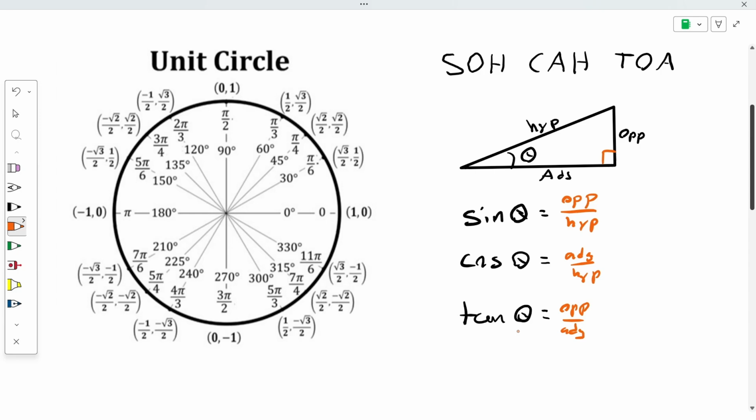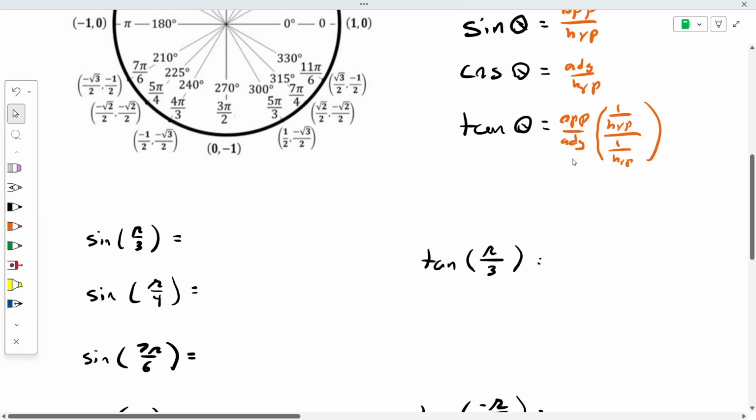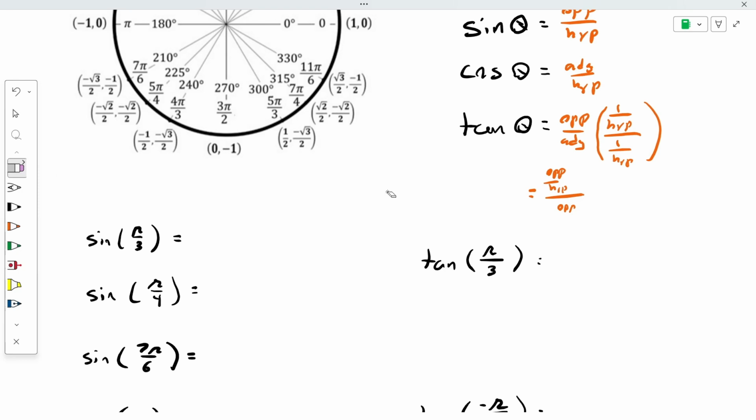We can also express tangent in terms of sine and cosine. And so what we can do is we can actually just multiply by 1, but the 1 that we're going to multiply is 1 over hypotenuse over 1 over hypotenuse. Okay? And so what that gives us is tangent equals opposite over hypotenuse over adjacent over hypotenuse. And we know that opposite over hypotenuse is sine of theta, and adjacent over hypotenuse is cosine of theta.